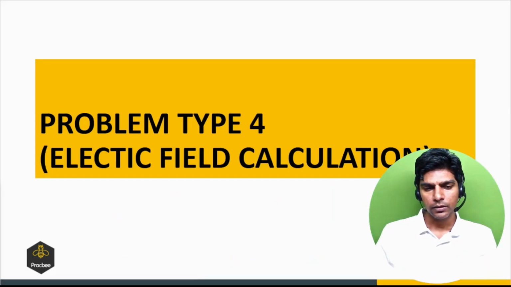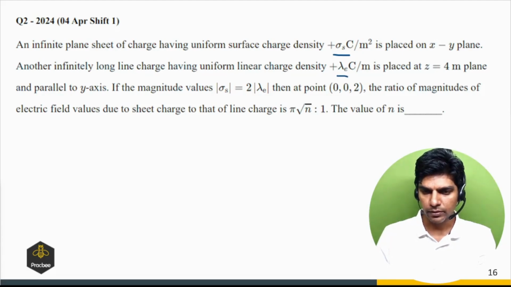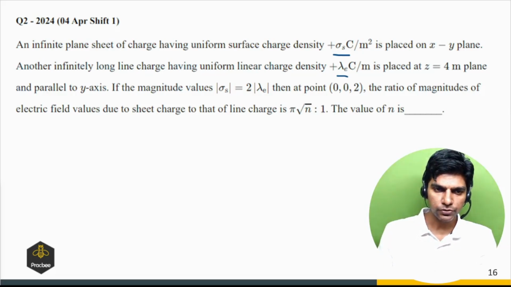Right, so now let's see another problem type, electric field calculation. An infinite plane sheet of charge having uniform surface charge density sigma s is placed on the xy plane, and another infinite long line charge having uniform linear charge density lambda e coulomb per meter is placed at z equals to 4. Okay, let me first draw the diagram.